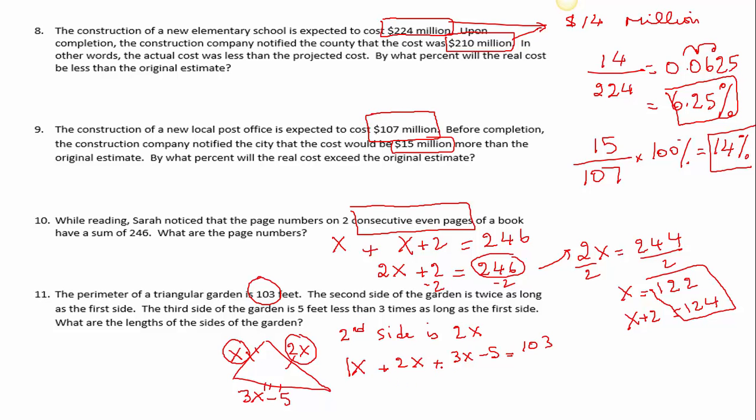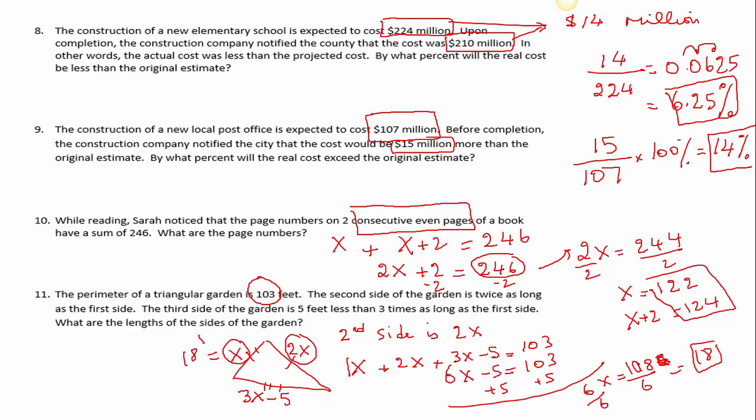So if you add the x variables, you get 1 plus 2 is 3, plus 3 is 6x, minus 5 equals 103. Let's isolate x. Add 5 to both sides. You get 6x equals 108. Now we want x by itself. So you need to divide both sides by 6. And therefore, 108 divided by 6 is 18. So the first side, x, would be 18, and this is in feet.